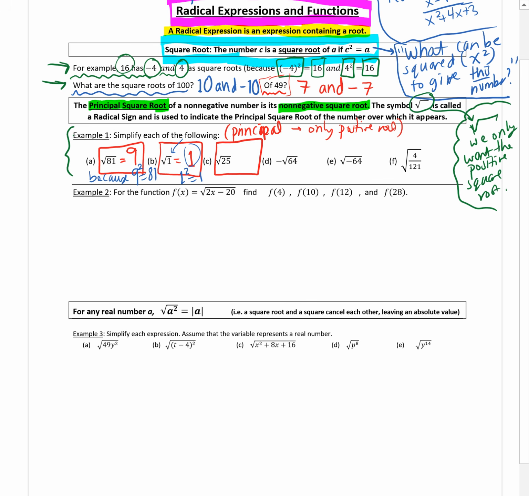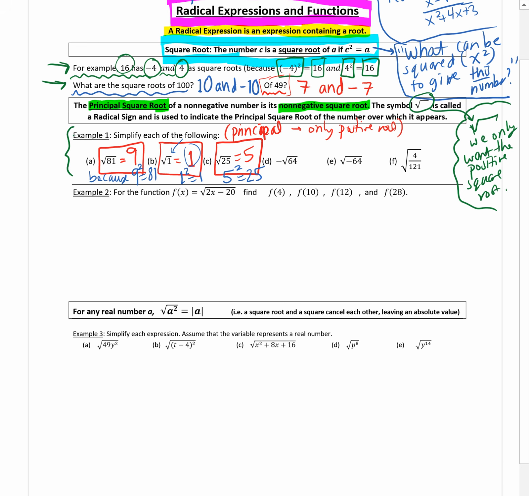How about 25? What can you square and get 25? I know that guy. That's 5. So pretty much, as long as you know your times tables, you kind of know what the squares are. What times itself is this number? Is it 2 times 2, 3 times 3, 4 times 4, 5 times 5, etc. And this guy's because 5 squared is 25.